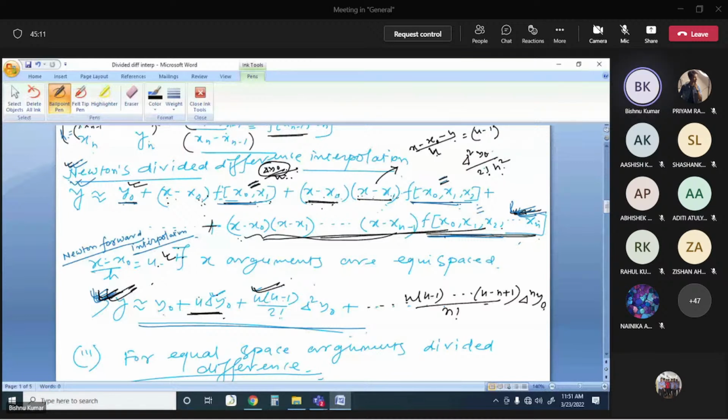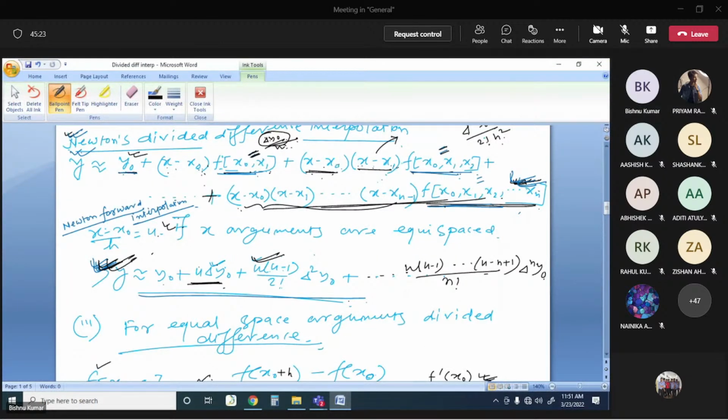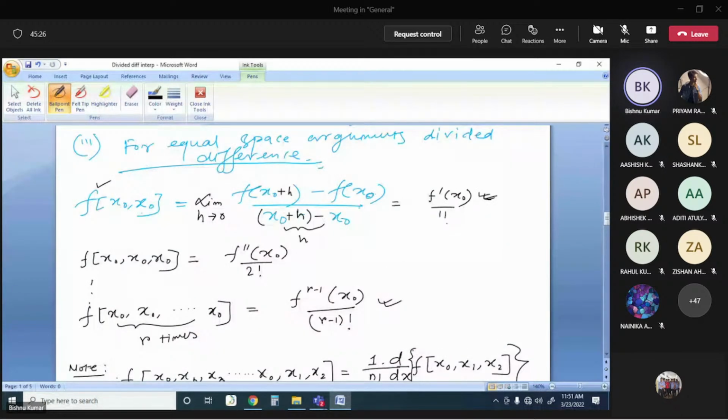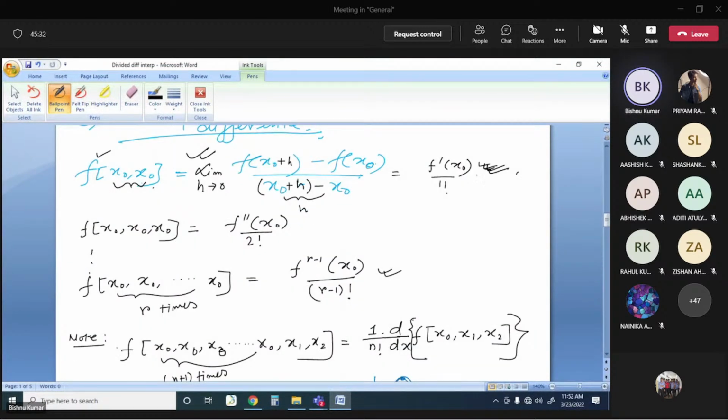And in the lab also, for equal space arguments, this is the formula. If two arguments are equally spaced, then limit h tends to 0 of f of x, you have to take the limiting case, and it will be linked along with the derivative. That is in the lab, I told you. Just try to remember. Otherwise, for equal arguments, you cannot calculate the divided difference: f of x0 minus f of x0 by x0 minus x0. That is 0 by 0 form, indeterminate. So in that case, you have to use the limiting case. You will get a link along with the derivative. And this is also in the general assignment.